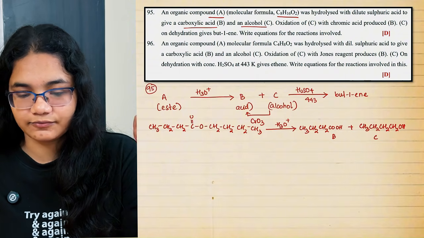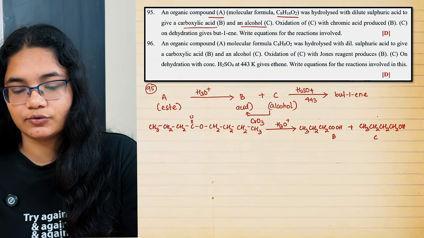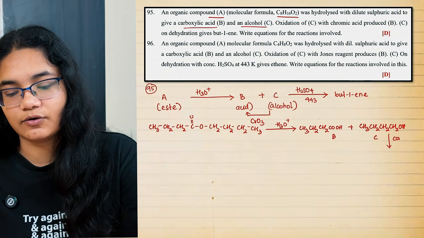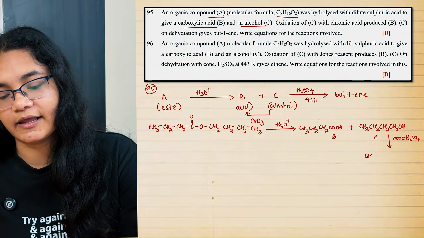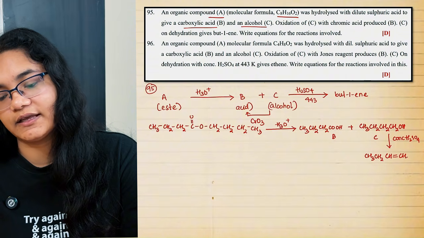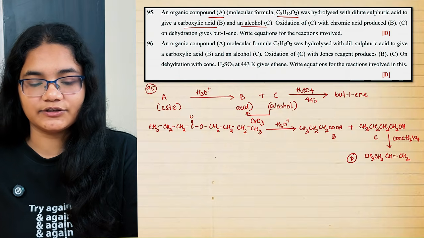Now when C is undergoing dehydration reaction, if I just react this C with concentrated H2SO4, that will do elimination and I will get here CH3CH2CH=CH2. This is D. I think we have got right the equations involved.